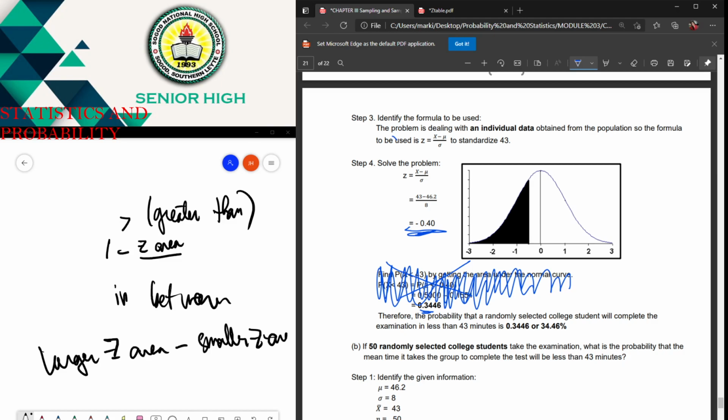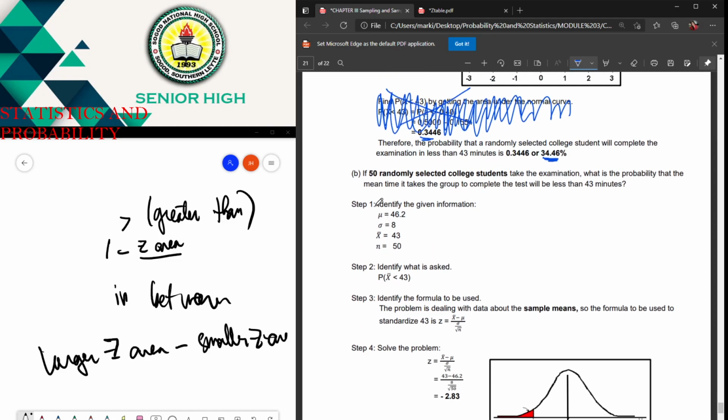So, therefore, the probability that a randomly selected college student will complete the examination in less than 43 minutes is 0.3446 or 34.46%. Okay? So, that is your problem number letter A. Let's proceed to letter B.